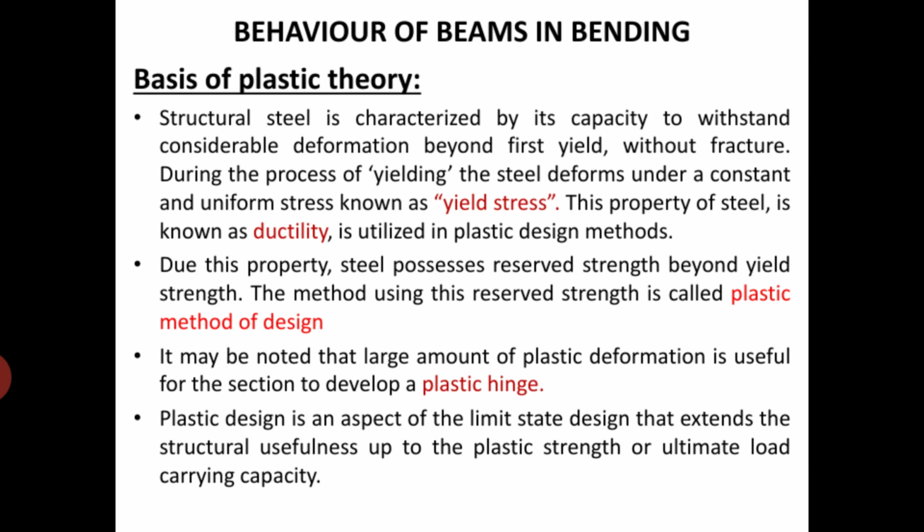That is, in the plastic method we are using the extra load carrying ability of steel, and because of the ductile nature of the steel, it is capable of taking a huge amount of deformation even after crossing the elastic limit without any failure. So that is the advantage of having a plastic section in a structure.